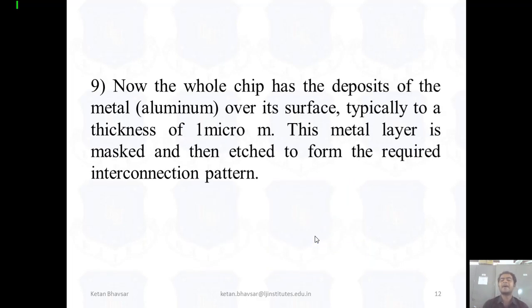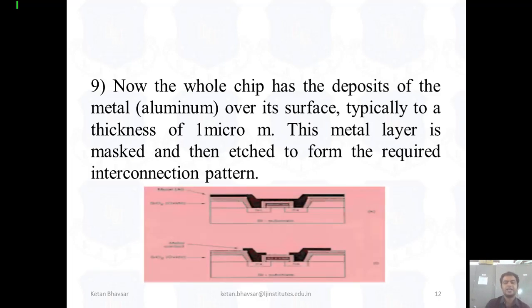Now the whole chip has metal deposited over its surface, typically to a thickness of 1 micrometer, and this metal layer is masked and then etched to form the required interconnection patterns. With the help of this interconnection pattern we can develop specific metallic connections all over the substrate area and also provide the conductivity between the regions. So as you can see, it looks like this.